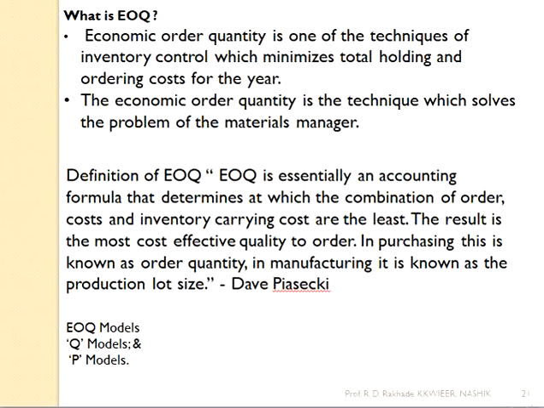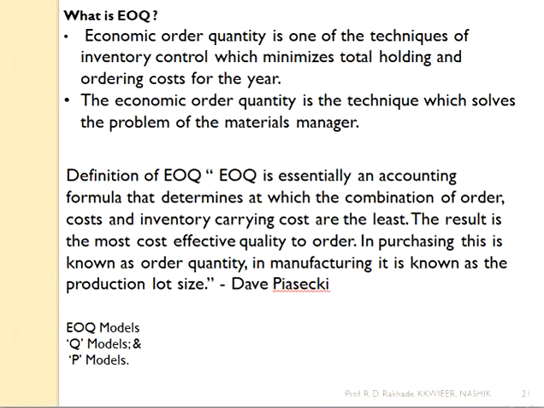Economic order quantity is one of the techniques of inventory control which minimizes total holding and ordering cost for a year. The economic order quantity is the technique which solves the problem of the material manager. According to the definition, EOQ is essentially an accounting formula that determines the point at which the combination of order cost and inventory carrying cost is the least. The result is the most cost effective quantity to order.